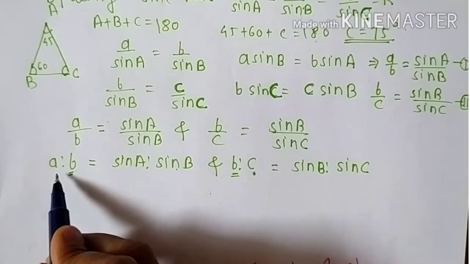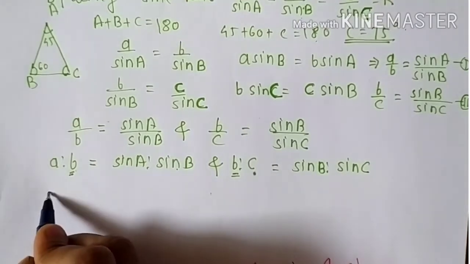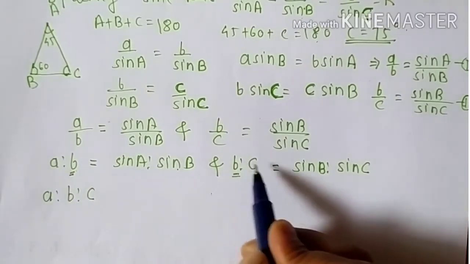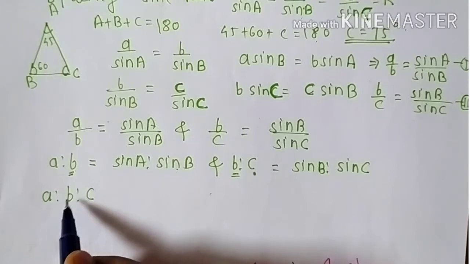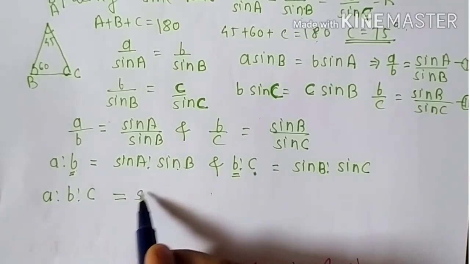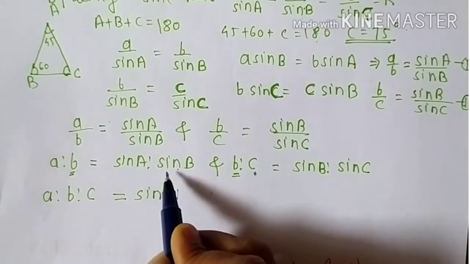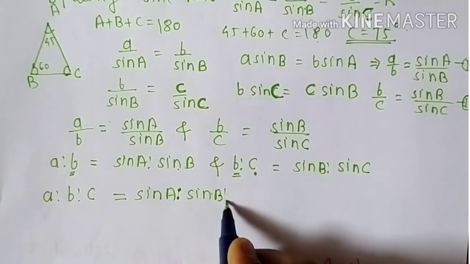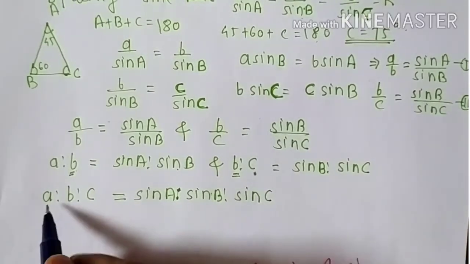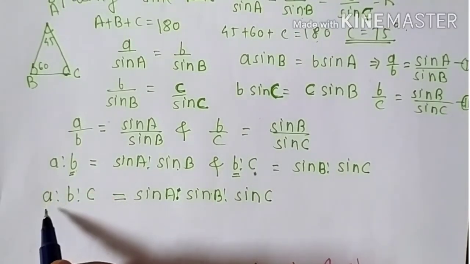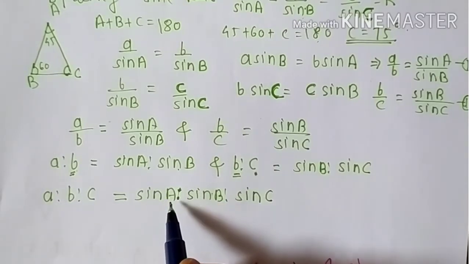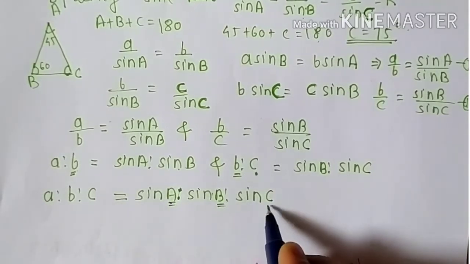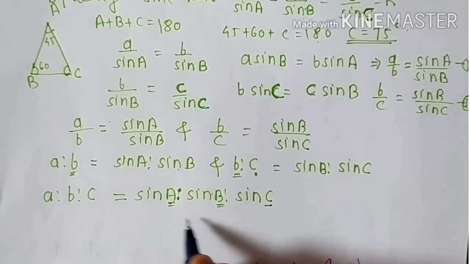Then we write this combinedly as A as to B as to C, because of the A as to B ratio and the B as to C ratio. Then A as to B as to C is equal to what we get? Sine A as to sine B as to sine C, since sine B is the common term. That means we have to determine the ratio of these sides, which is equal to the ratio of sine of A as to sine of B as to sine of C.